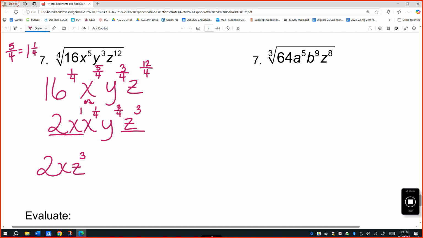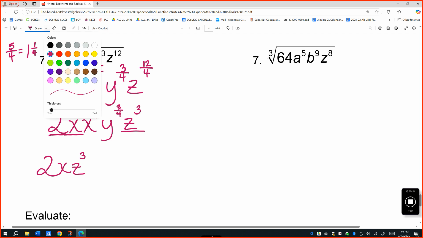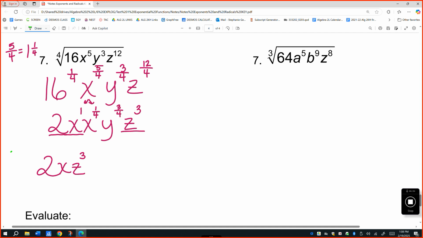And everything else that didn't have a whole number exponent, I'll make that green. Everything else that didn't have a whole number exponent, these two, those are going to have to get trapped back under the 4th root. So I'm going to draw my 4th root, and I'm going to put these guys back under the 4th root. So what goes under the 4th root? X to the 1st power, or just x, and y to the 3rd. So everything that had a whole number exponent came outside, and everything that didn't make it was stuck inside.